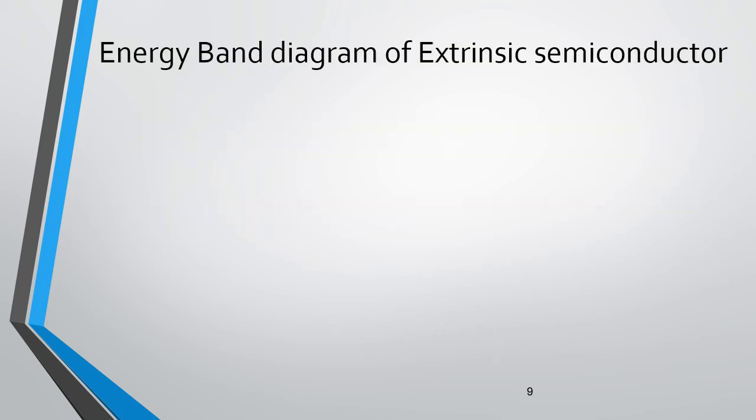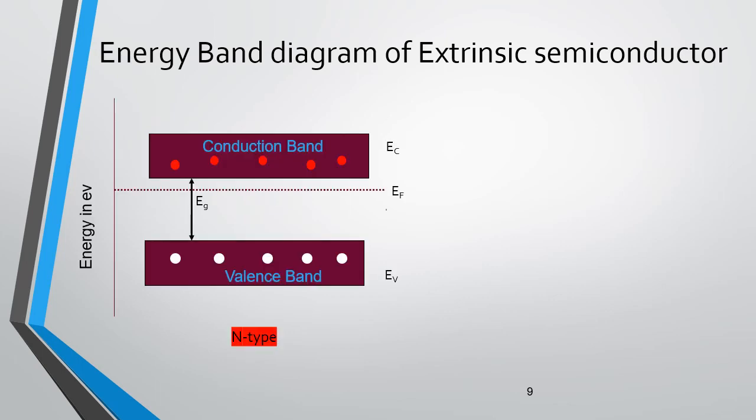So we see the energy band diagram of extrinsic. The first one is the N-type. In N-type, the donor impurities are added. That means the number of electrons increases. Therefore, the Fermi level energy is nearer to the conduction band, because in the conduction band your number of electrons should be more. So therefore Fermi level energy is near the conduction band.